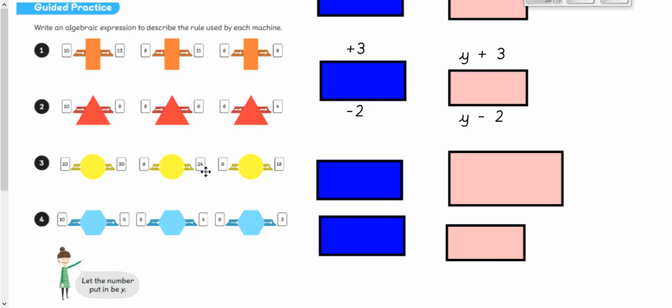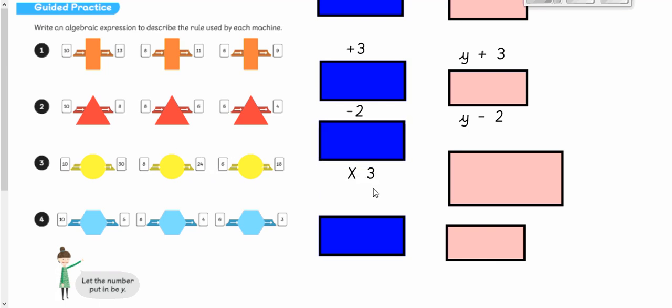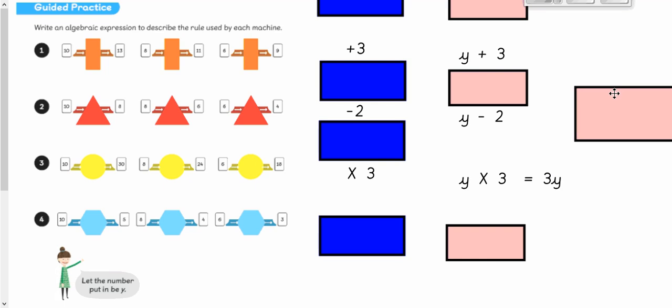This one here, to get from 10 to 30, I could add 20. But add 20 doesn't work here. But if I times 10 by 3, that works. 8 by 3, that works. 6 by 3, that works. So times by 3. Now this one, lots of you will have written y times 3. So that's right. But remember, when we write times in an algebraic expression, we can just write 3y. The times sign goes, and it just means 3 times y. So the expression in that case would just be 3y.